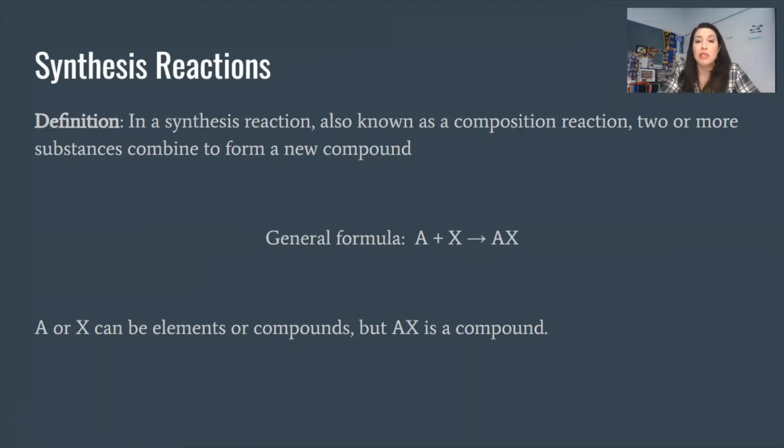A and X then represent those smaller, simpler substances that come together to form, and this is a generic term, AX. And these are not real atoms, these are not real chemical symbols, these are just there to give you an idea of generally what's happening when these synthesis reactions take place.